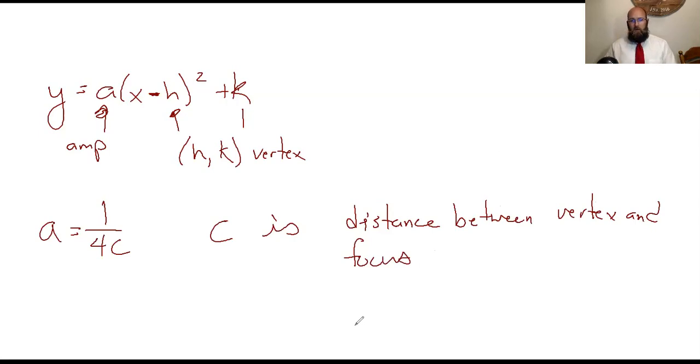Now, it is important because, right, I just said focus. You haven't learned that word yet, probably. So I do need to bring that up. But if I bring up focus, I also have to bring up directrix. And C is also the distance between the directrix and the vertex. Okay? So it serves both purposes.